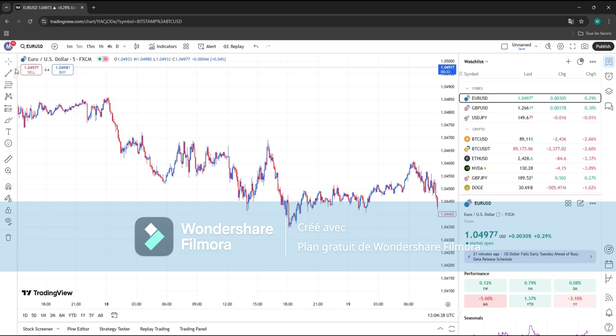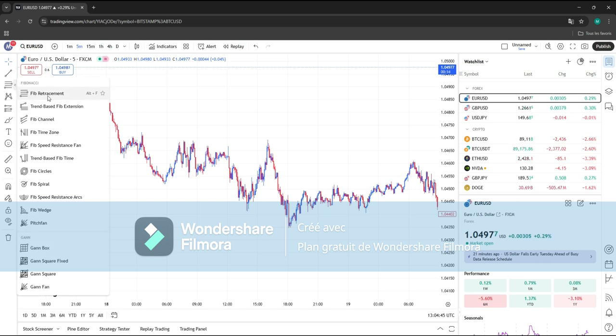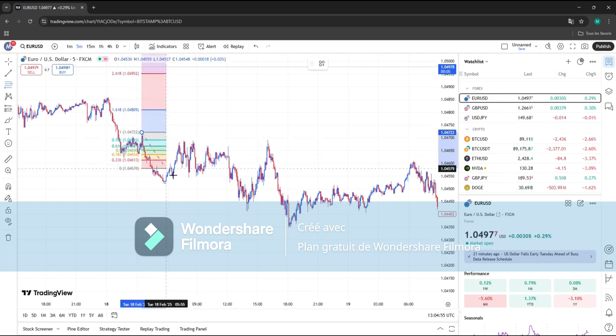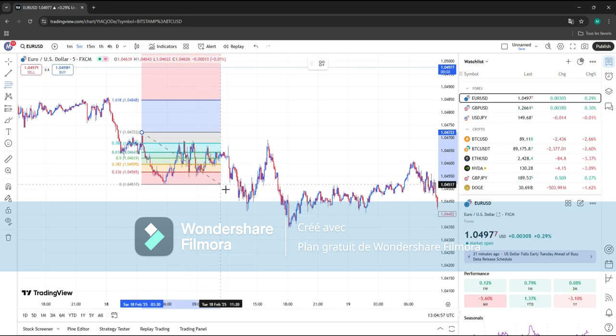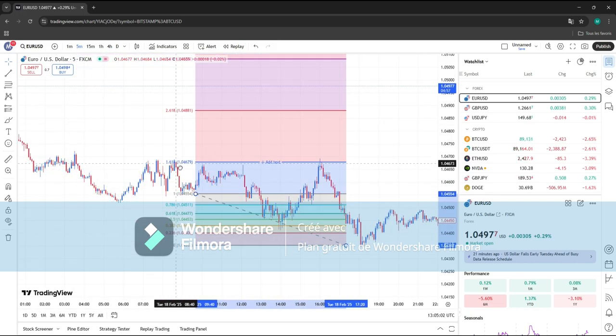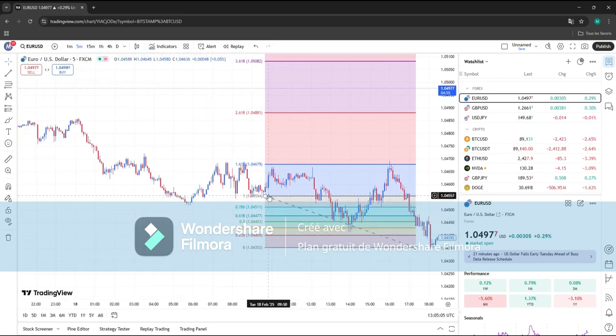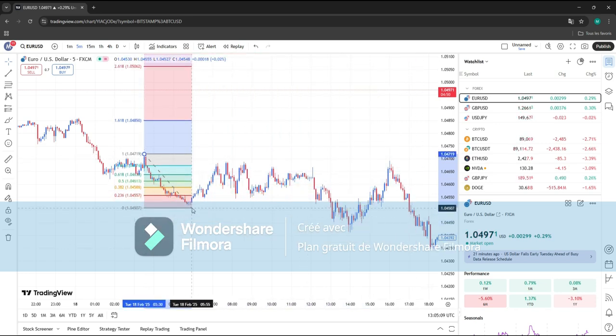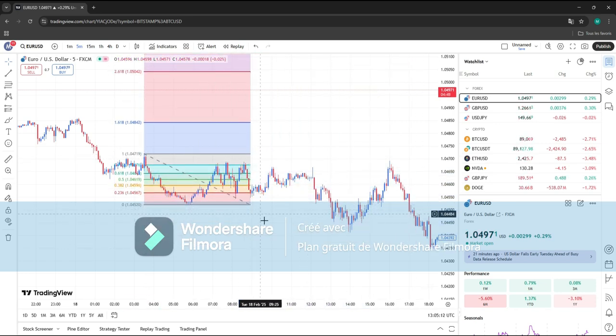Let's look at right here. We go here. Where's the mouse? Here, right here. Let's look at the Fibonacci retracement, and we touch the high of the structure and the low of this structure. Let's look at the higher and the lower of the structure right here.